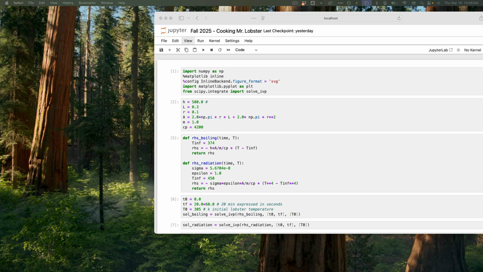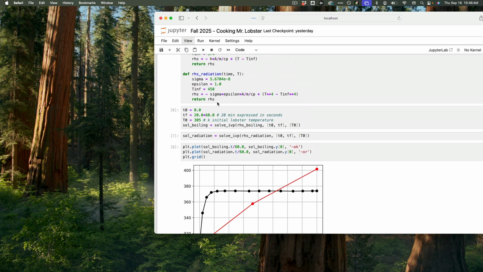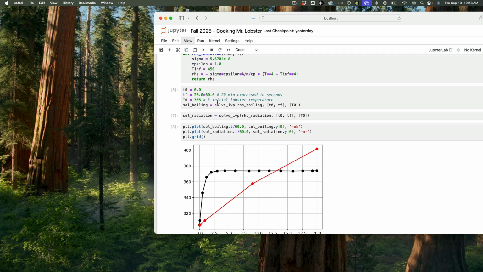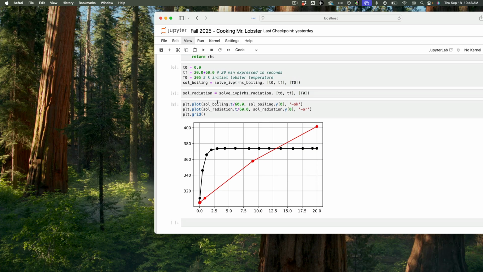So if you were to open the Jupyter notebook, I think this was still running here. We solved the heat equation for the temperature of the lobster as a function of time. So on the y-axis, I'm plotting the temperature in kelvins, and on the x-axis is the time in minutes. So you have boiling water in black, and oven, radiation environment in red, and these curves represent the temperature of the lobster as a function of time, right?